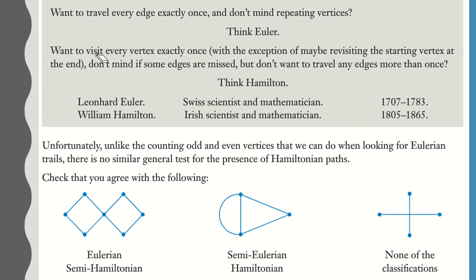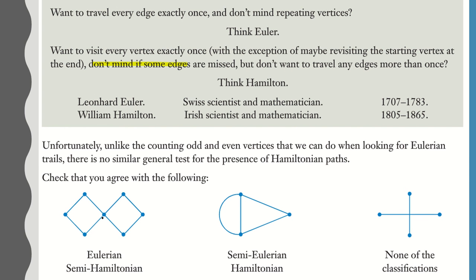Now, Hamiltonian. We want to visit every vertex exactly once, and revisiting the same vertex at the start and finish is okay, but outside of that we can't. And we can miss edges. This is the key. This is where I find a lot of students struggle. We can miss edges. That's okay.